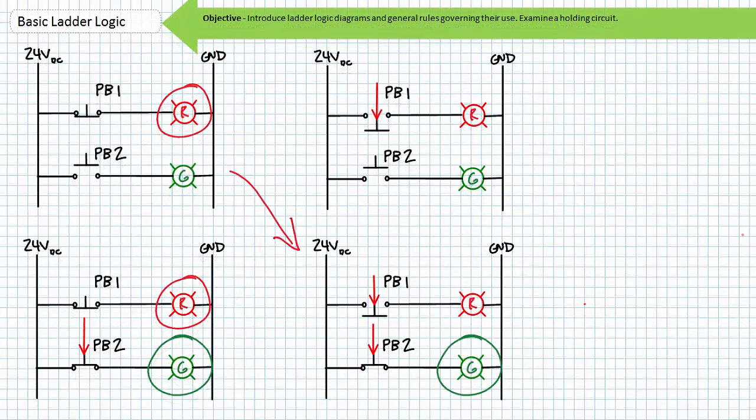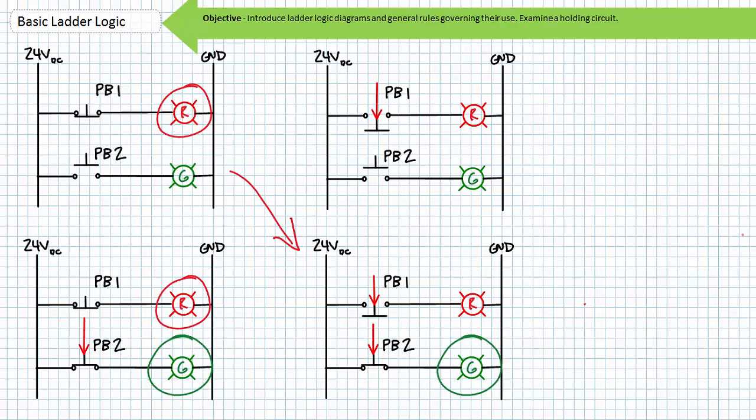Finally, if an operator were to actuate both normally closed push button 1 and normally open push button 2 simultaneously, PB1 would open and PB2 would close. The red pilot lamp would de-energize and the green pilot lamp would energize. The state of the system is now red light off, green light on.